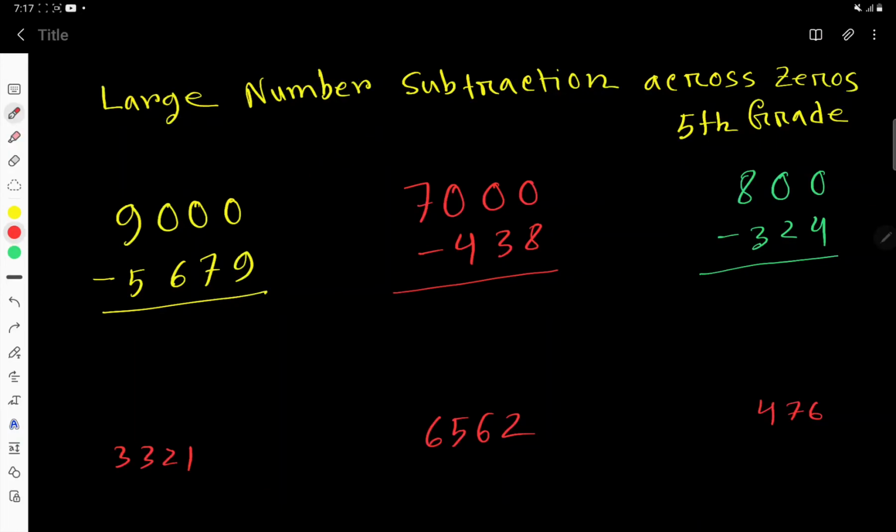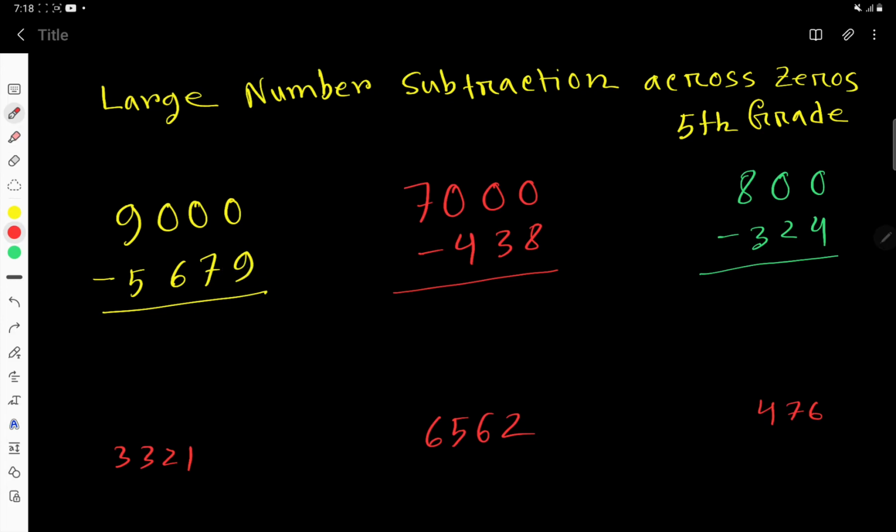Okay, subtraction across zeros for fifth grade students. That is large number subtraction across zeros. So look, we have to subtract this number from this 9,000. This number is small and this number is greater. The small number is called the subtrahend.